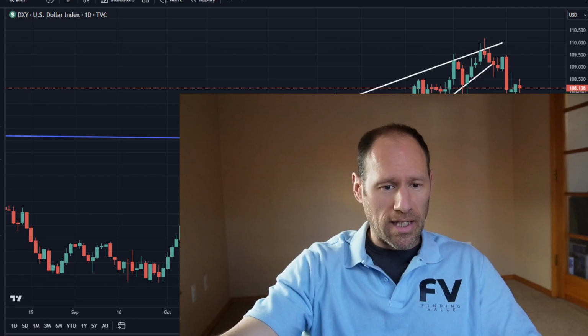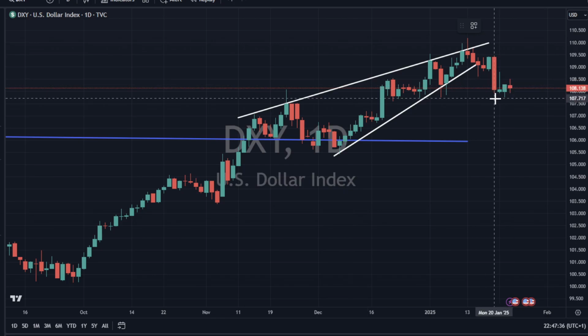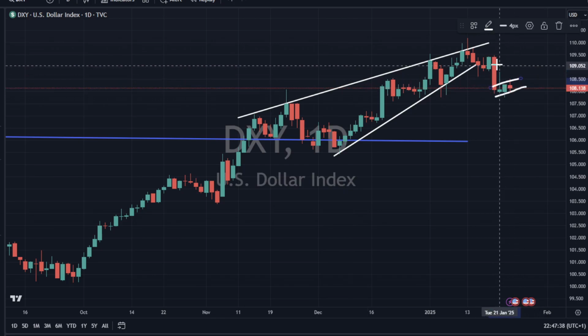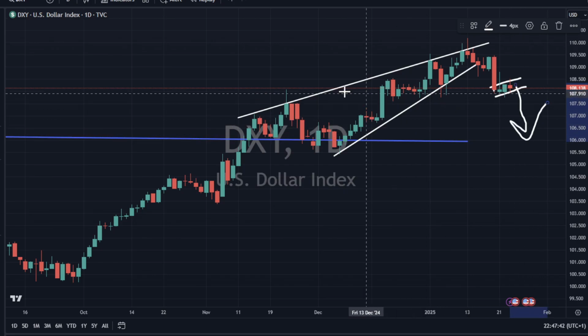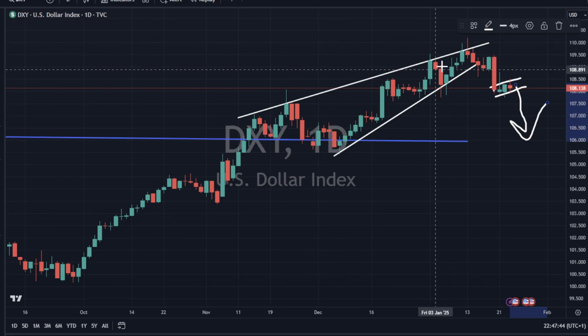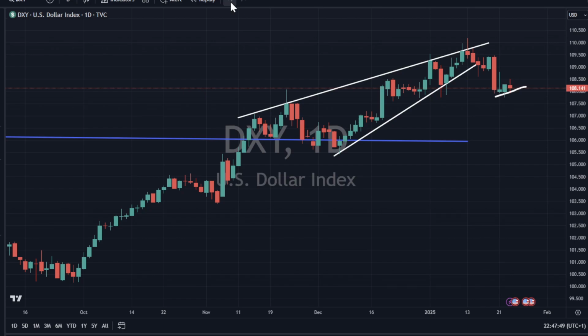Let's dive in and take a look. Starting with the dollar. The dollar is looking a little bit weaker. This is an inverted flag pattern that potentially could head lower, and it looks a little bit weak after falling out of this rising wedge. So we could see the dollar fall here in the short term.